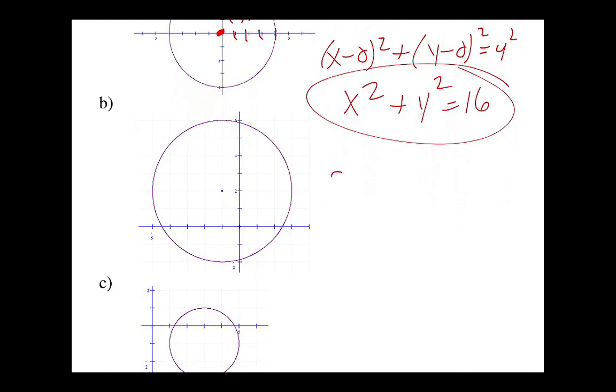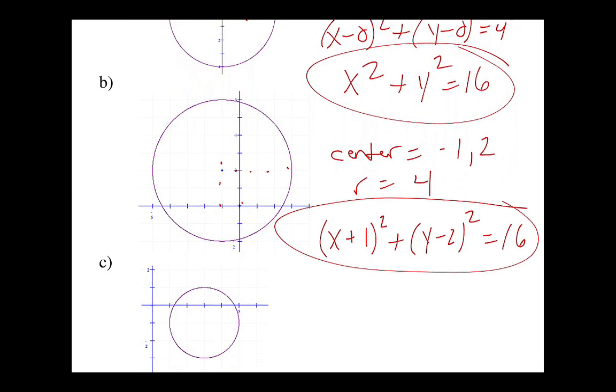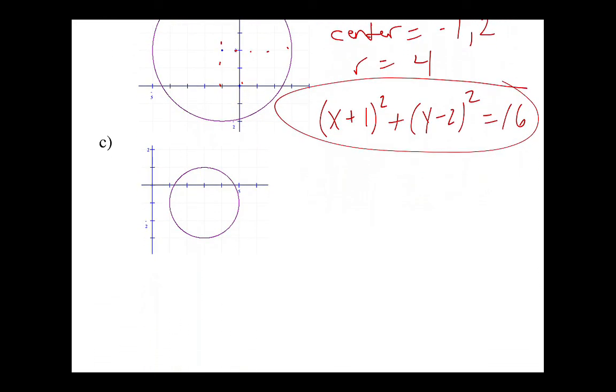Same thing for part B. We need the center. We need the radius. The center is here at -1, 2. And the radius appears to be 1, 2, 3, 4 away. So that means my equation is x plus 1 squared plus y minus 2 squared equals 16. I actually like getting the graph better than I like getting the equation.